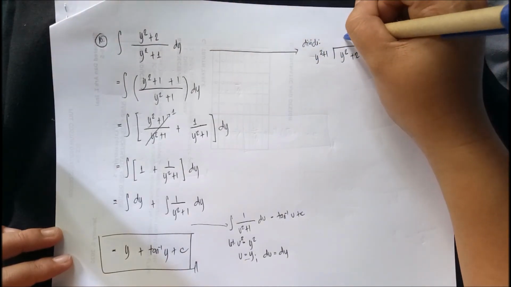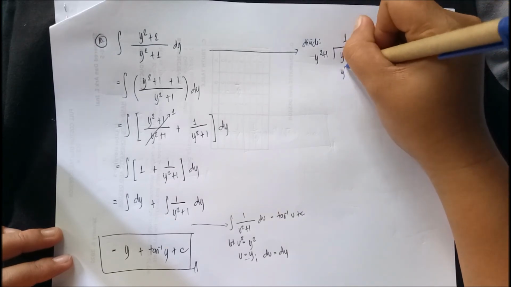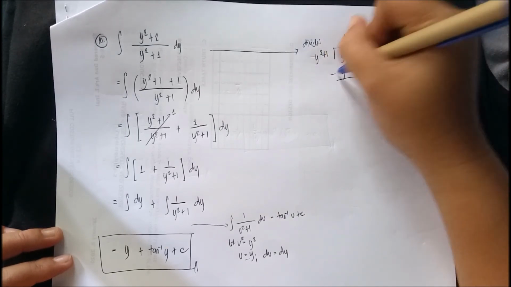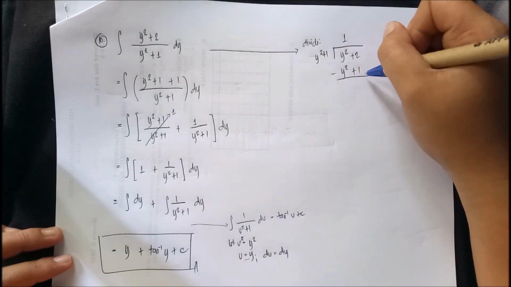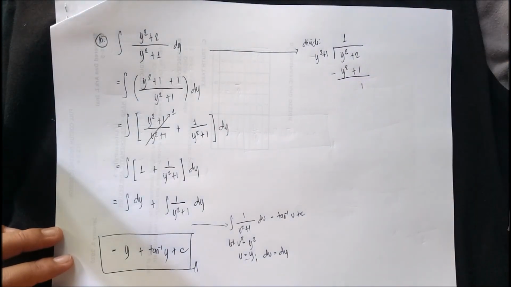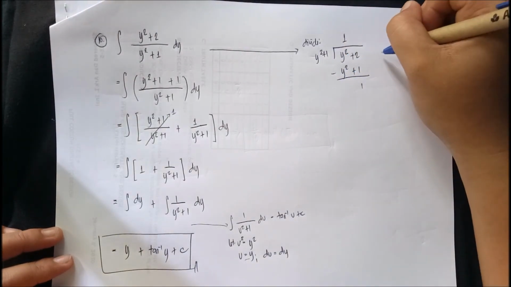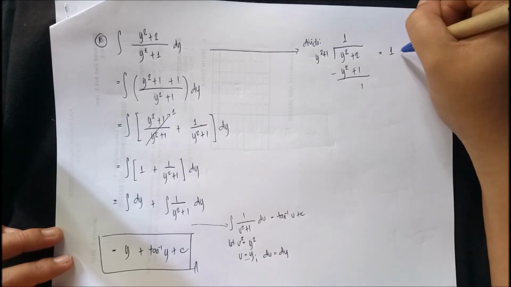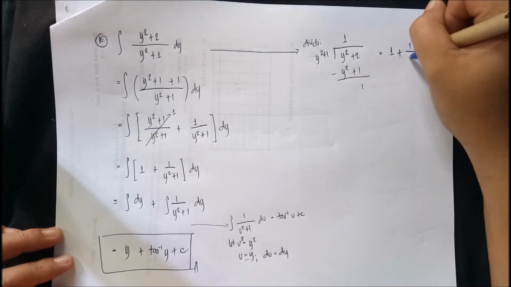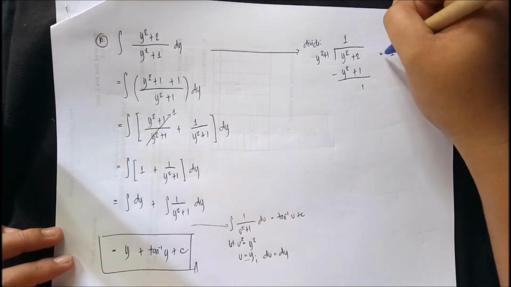So, this is now 1. This becomes y square plus 1. That's minus. This becomes cancel na to. Negative 1. This is now 1. So, kung susulat mo siya, this is now equal to 1 plus 1 over y square plus 1.